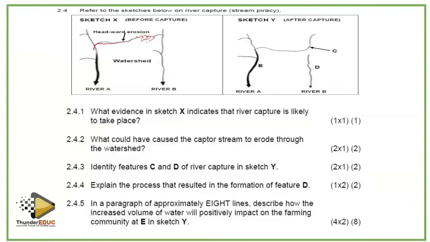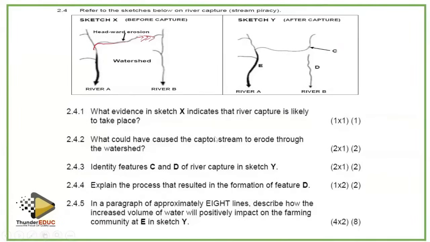Backwards. So what is headward erosion? It is when the river erodes backwards, or when the river erodes towards the source. So it's eroding backwards. So what evidence in sketch X indicates that river capture is likely to take place?